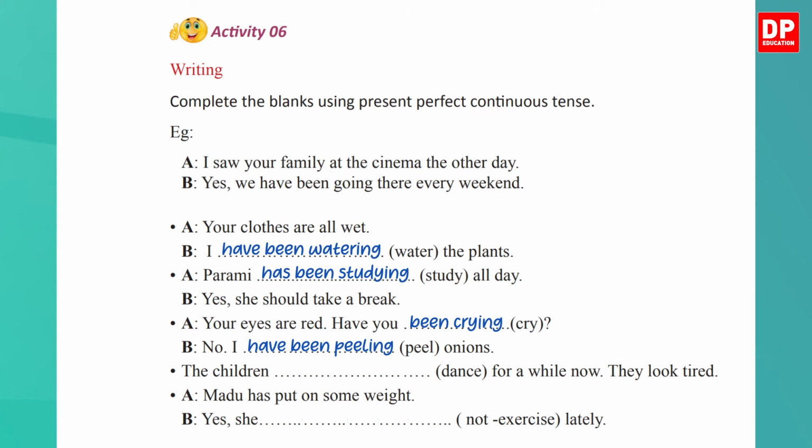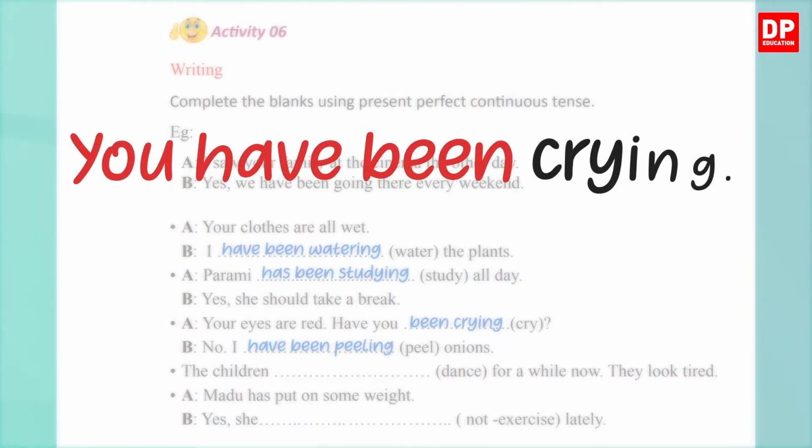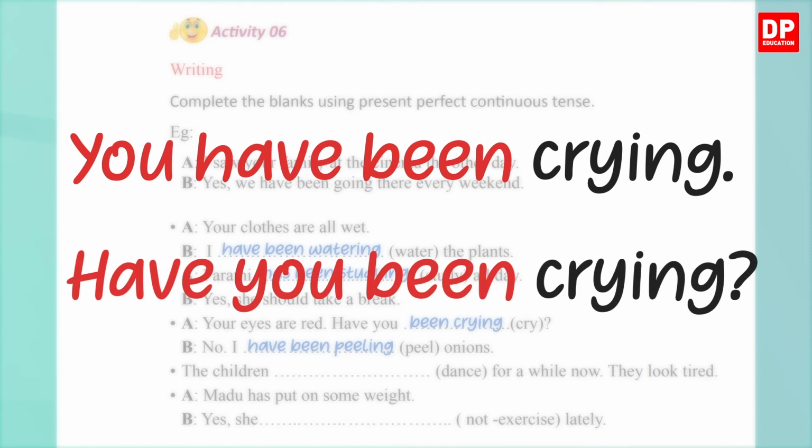So using this third one, you can practice how to ask questions in present perfect continuous tense. See how it is done. In the statement, you have been crying, have has been moved to the beginning when a question is formed. Have you been crying?